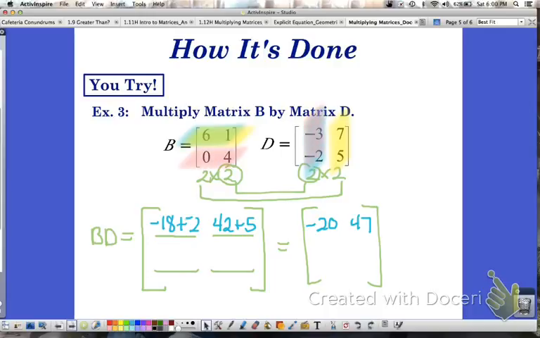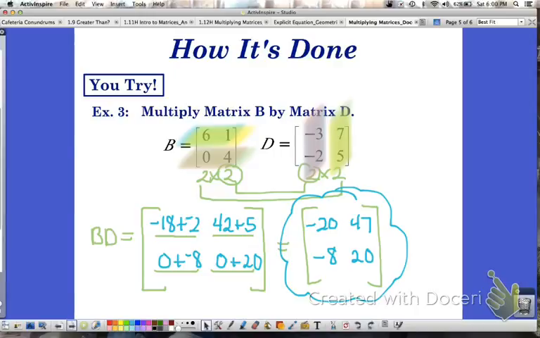Again, row 2, column 1. 0 times -3 is 0, plus 4 times -2 is -8. Y'all might think I'm silly by writing plus a -8, but it helps me keep track. You will add the products every time. 0 plus a -8 is a -8. And then last one, row 2, column 2. 0 times 7 is 0, plus 4 times 5 is 20, so that last element is 20. The answer to your product, B times D, is that matrix right there.